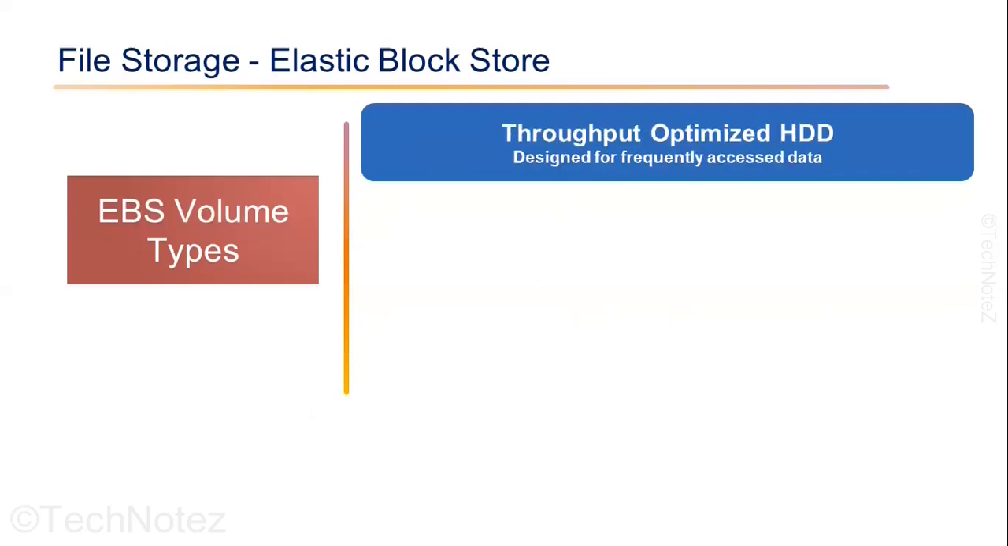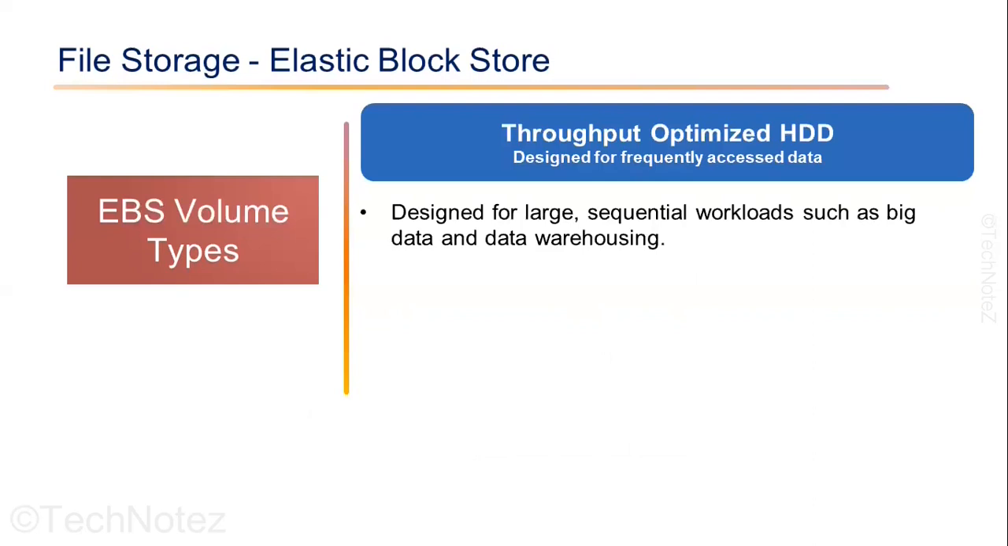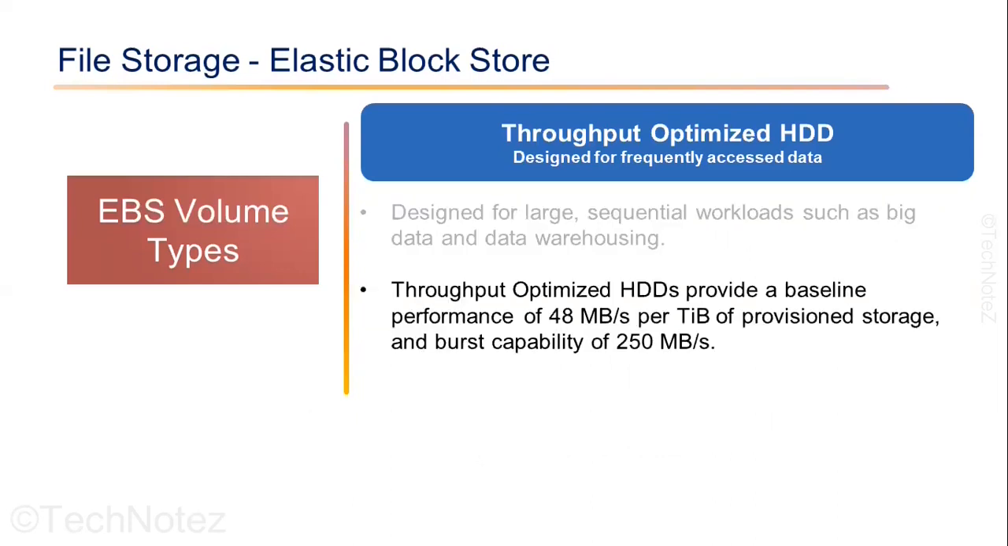Throughput optimized HDD. Throughput optimized HDDs are based on traditional magnetic hard disk drive technology. They are optimized for large sequential data workloads that require a high level of throughput, such as big data, data warehousing, and log processing. Throughput optimized HDD provides a baseline performance of 48 megabytes per TB of provisioned storage and burst capacity of 250 megabytes per second. They are designed to deliver consistent throughput performance.